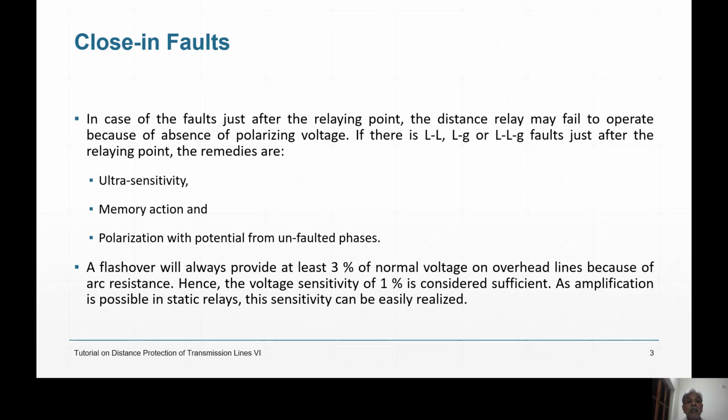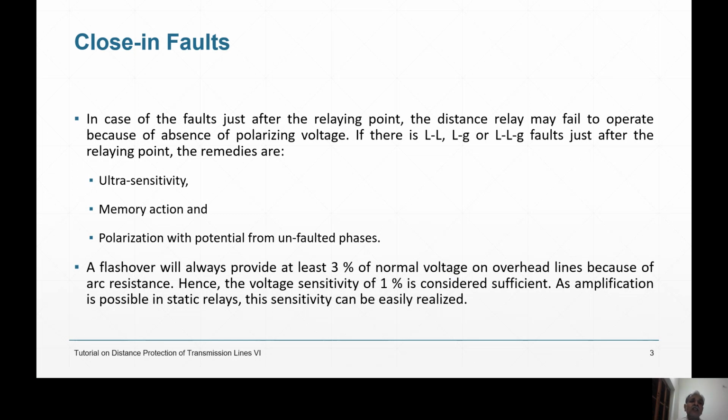But if the fault occurs very near to the relaying point or just after the relaying point, then voltage equals 0. There is no problem of I. I is 10 times the rated current. But phi is also there. But voltage is not there, so the relay will fail to operate.